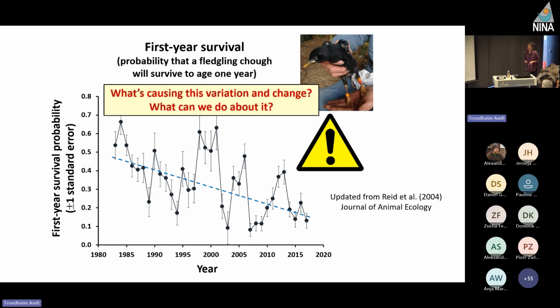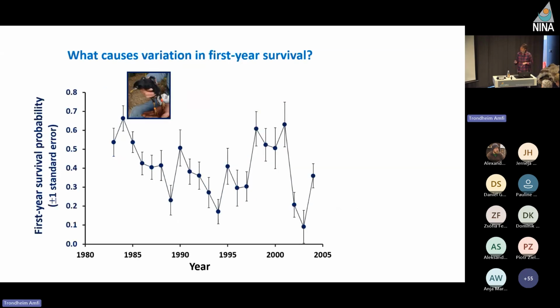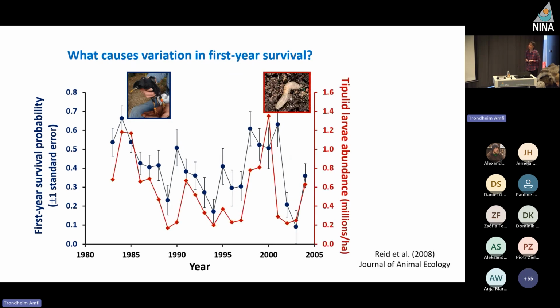And that raises the question of what is causing this variation among years and the long-term trend, and what can we do about it? And to do that, I'm going to zoom in on the first half of the study, which is going from 1983 up to 2004. And again, this is the variation among years in juvenile survival. And I can superimpose on that the lovely time series we've got of tipulid abundance in these grassland farms.